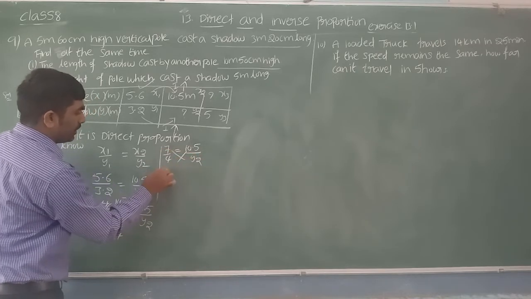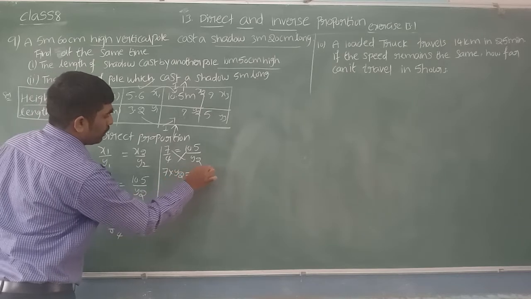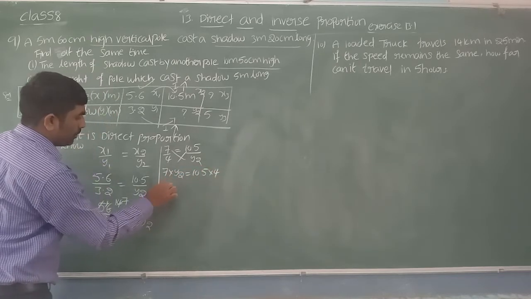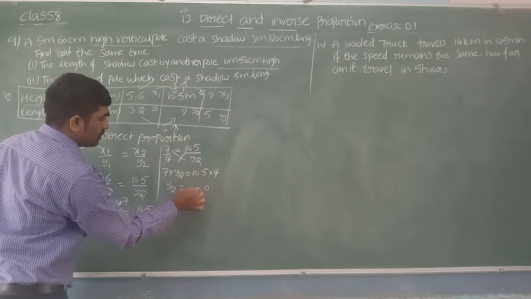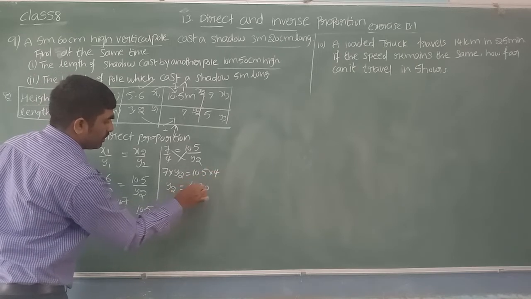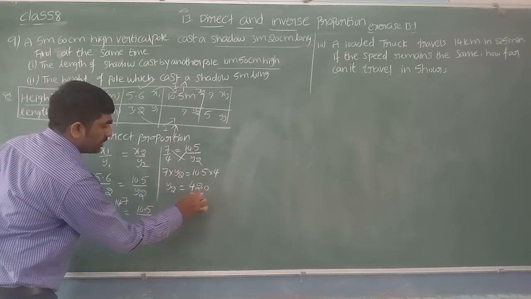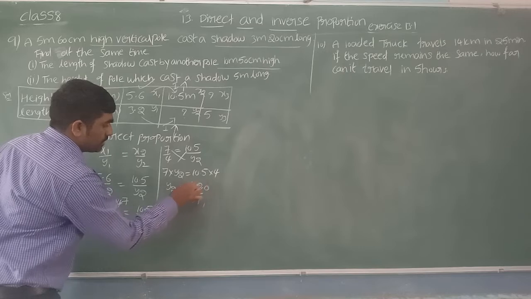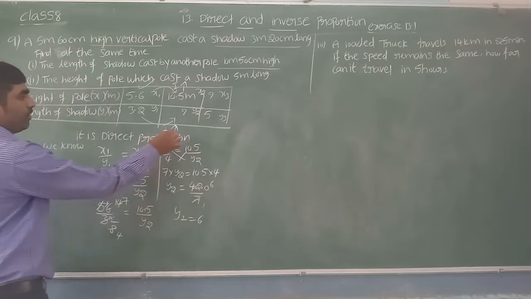7 into y2 is equal to 10.5 into 4. So 4 5s are 20, 0 and 2 carry, 4 1s are 4, plus 2 is 42.0, so 42 by 7. 7 6s are 42. So y2 is equal to 6.